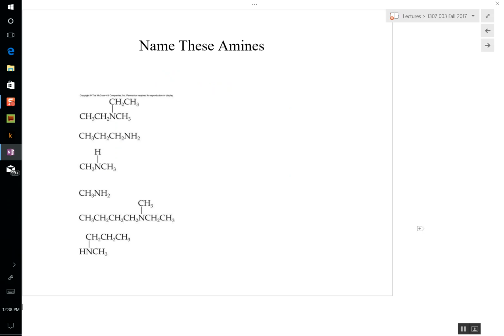Everyone but this one. All of these are simple amines, except this one. Even that one, we could try to name it simply. Well, let's do the simplest first. What's that? This one here. Methylamine. Methyl.